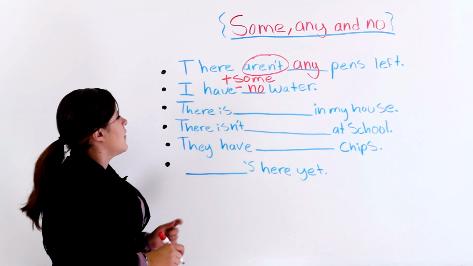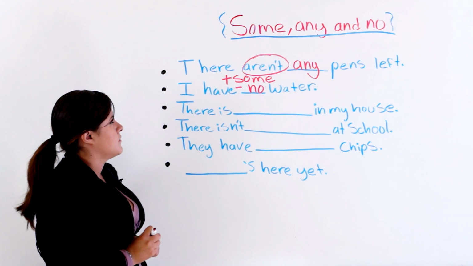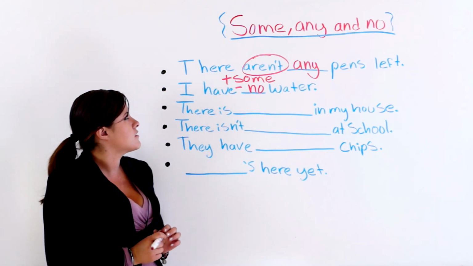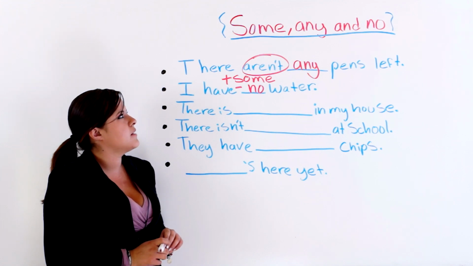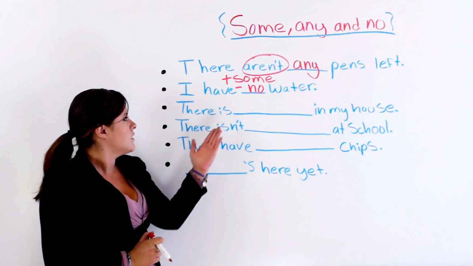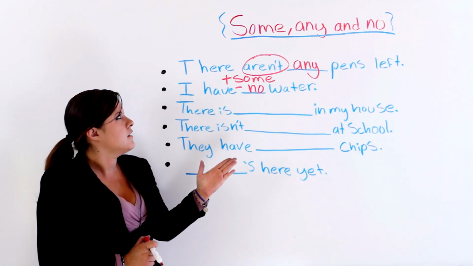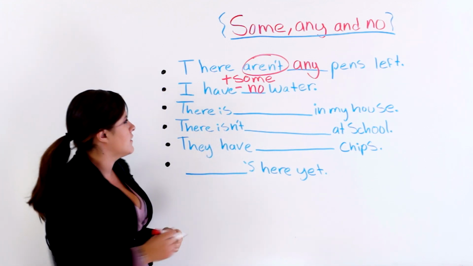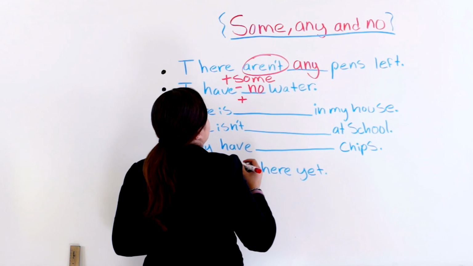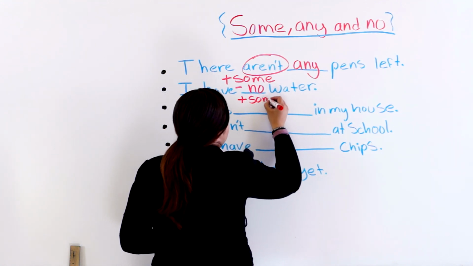Next one. There is blank in my house. I'm talking about people, okay? Can we say there is anybody? No, right? Because you would need a negative auxiliary. There isn't anybody, okay? So we could write here, make it a positive statement, an affirmative statement, sorry, and say somebody.